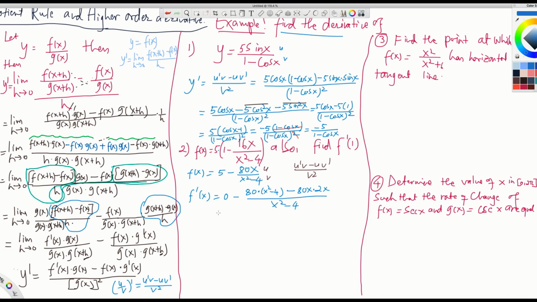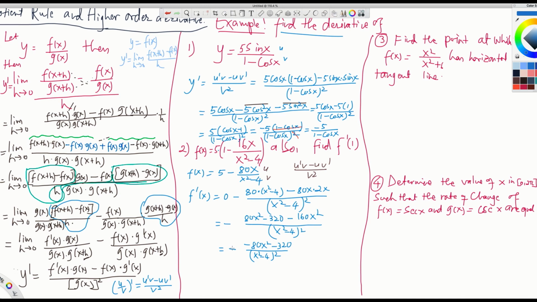Now we simplify that. There is a negative sign at the front. So 80x squared minus 320. I'm distributing that, okay? Minus 80 times 2 is 160x squared, divided by x squared minus 4. Oh, by the way, I forgot the square here because the formula is v squared, right? Okay. So what do you get? 80x squared minus 160x squared will be negative 80x squared, right? Minus 320, divided by x squared minus 4 squared.